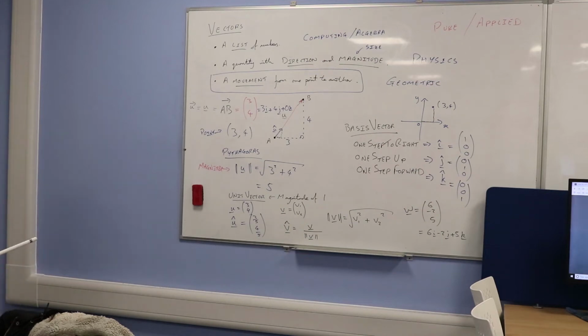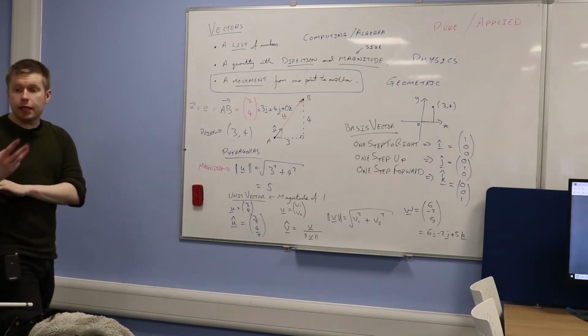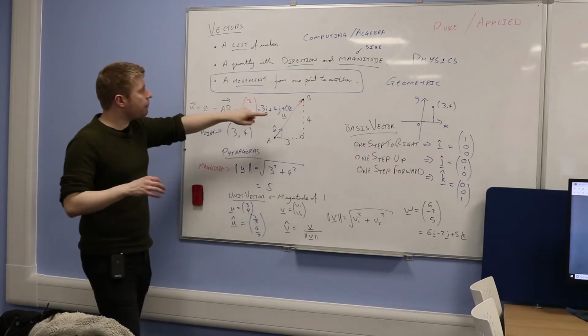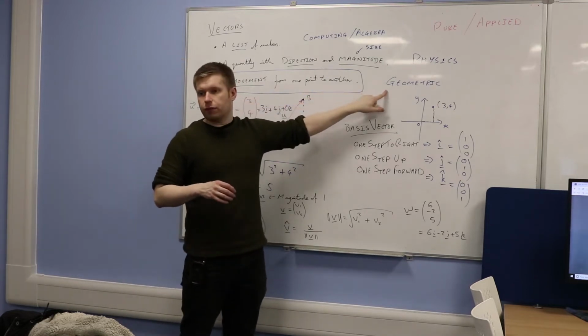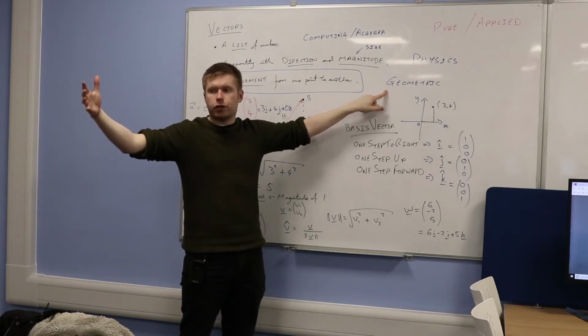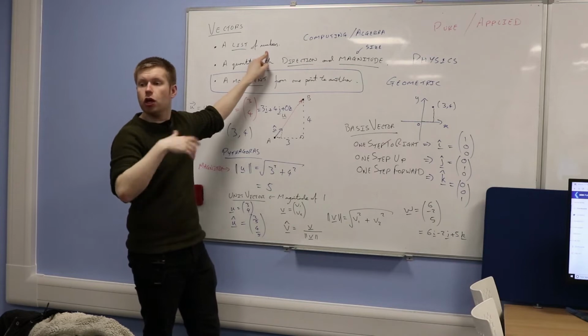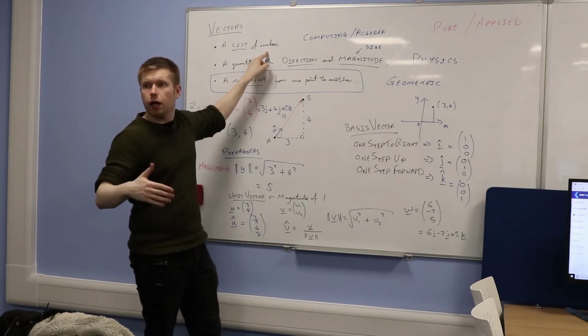For i, j, k in 3 dimensions? Yeah, exactly. So really this only works in 3 dimensions because we're thinking about the geometric perspective. It doesn't make sense to think about the 4th dimension. Of course, if you're a mathematician and just think about it as a list of numbers, you could quite easily do that. But we're not.